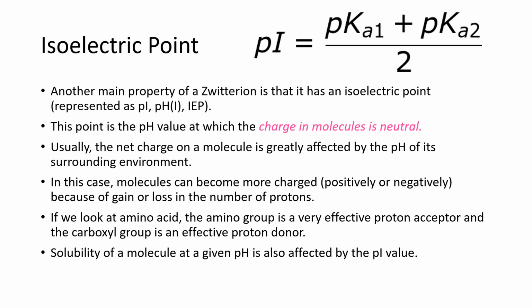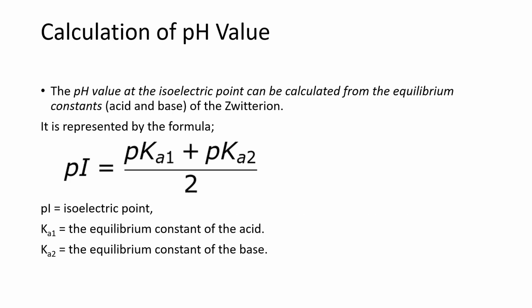Solubility of a molecule at a given pH is also affected by the pI value, so how soluble it is is also very important. The pI is the value where the charge on the molecule is neutral. That's exactly why we study chemistry in lab, so we realize where the color changes. Is it becoming acidic, is it becoming basic, or is it staying neutral? So it's very important to understand the pH and the isoelectric point.